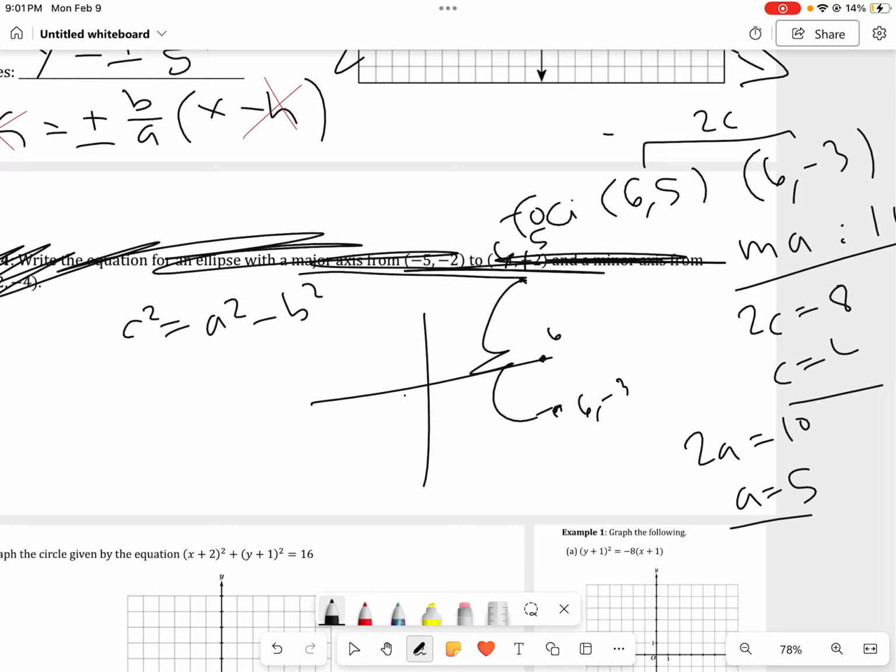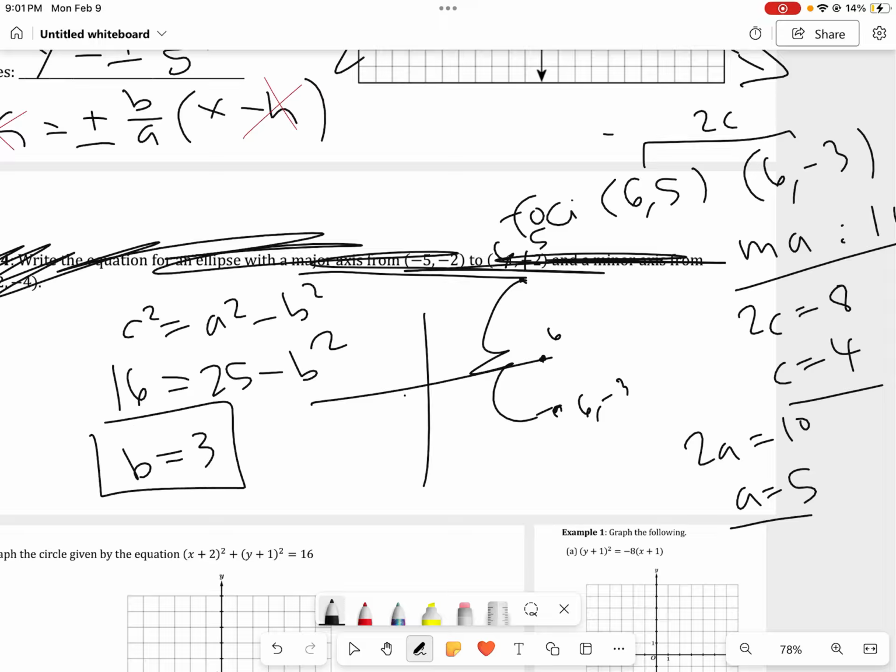C would be 4. So we have 16 equals 25 minus b squared. So obviously, just look at it in your head. B squared will have to be 9, and that means that b is just 3.